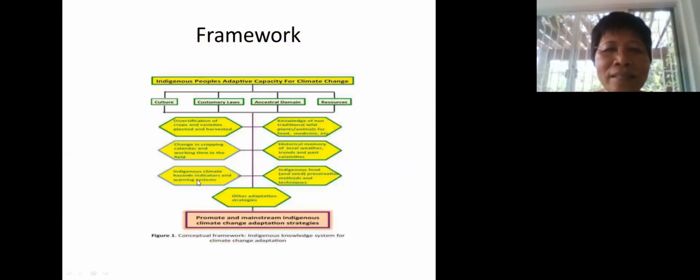They have indigenous climate hazard indicators and a warning system. They have their own warning system. They have indigenous food and preservative methods and techniques, and other adaptation strategies to promote indigenous climate change adaptation. Sometimes this indigenous knowledge is very important and can help us also adapt, so that we can adapt to the different climate changes. And this is what we found out.